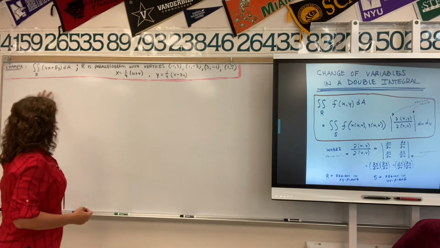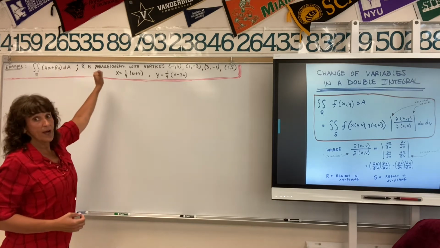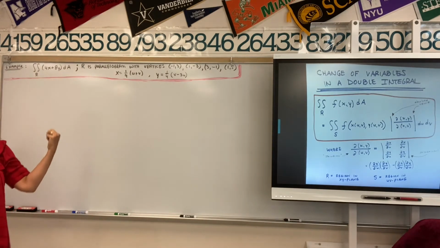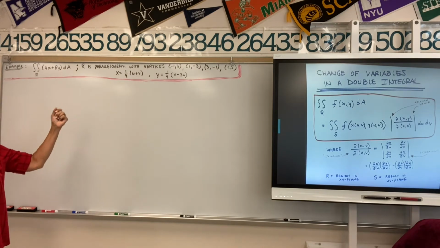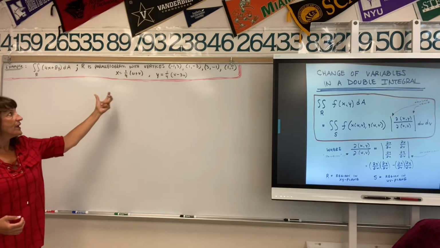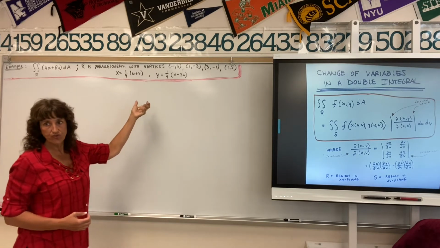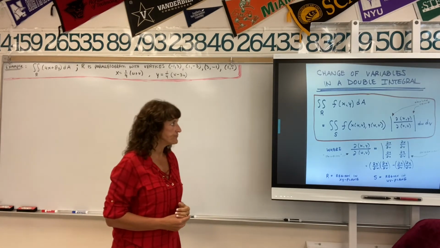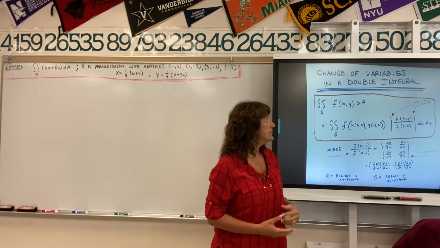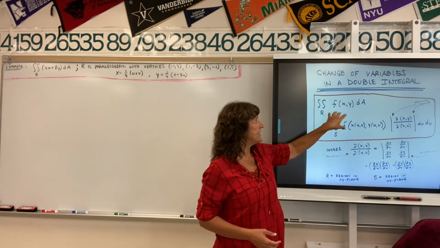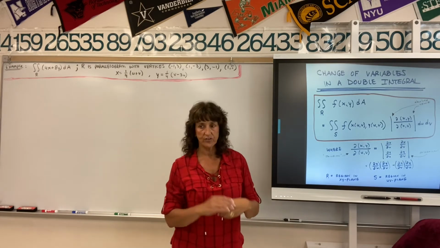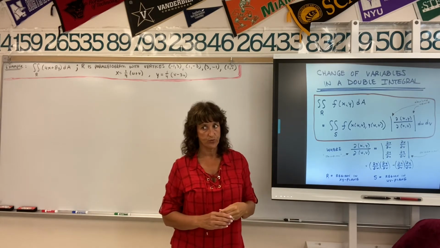So our example, we're going to integrate 4x plus 8y, double integral dA. We're going to let the base be a parallelogram. Vertices are given for the parallelogram, and the UV substitutions for the x's and the y's are given to you. So what we want to do is take the integrand in terms of x and y and adjust that so it's in terms of u's and v's instead of x, y.